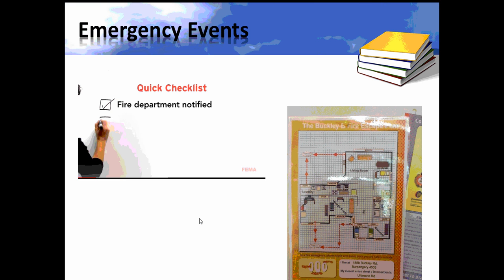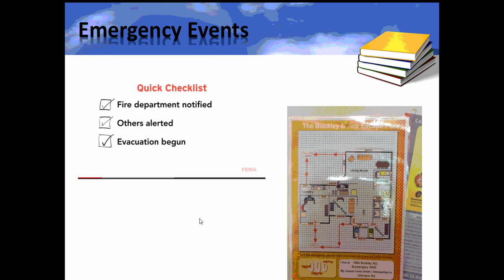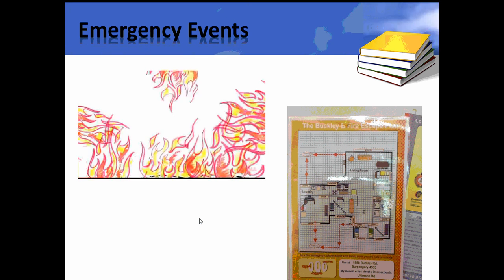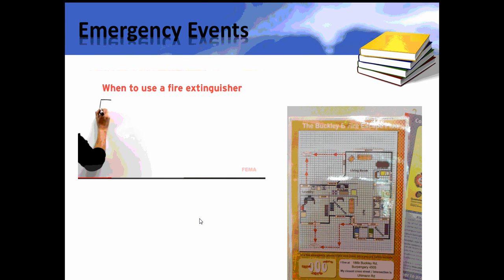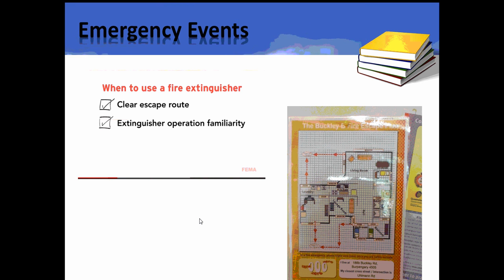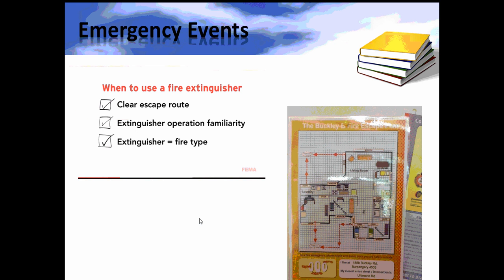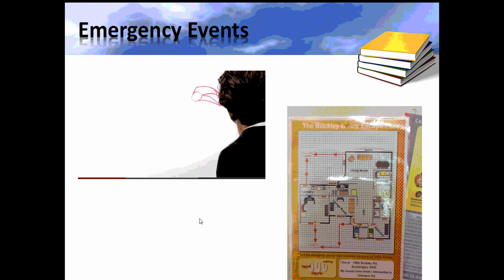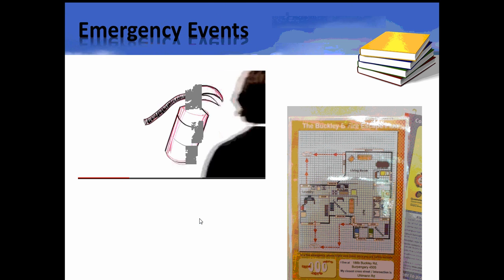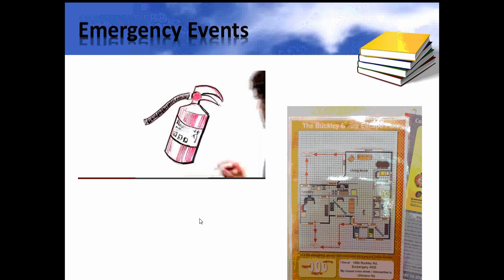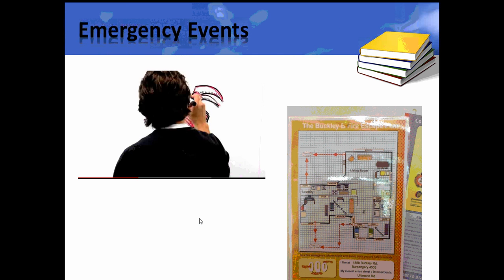So before you use it, you need to notify the fire department, make sure others are alerted, and the evacuation has begun. When you're going to use a fire extinguisher, make sure you've got a clear escape route, the extinguisher that you're familiar with it, and you know how to operate it. You need to make sure that the fire extinguisher that you use is appropriate for the type of fire.